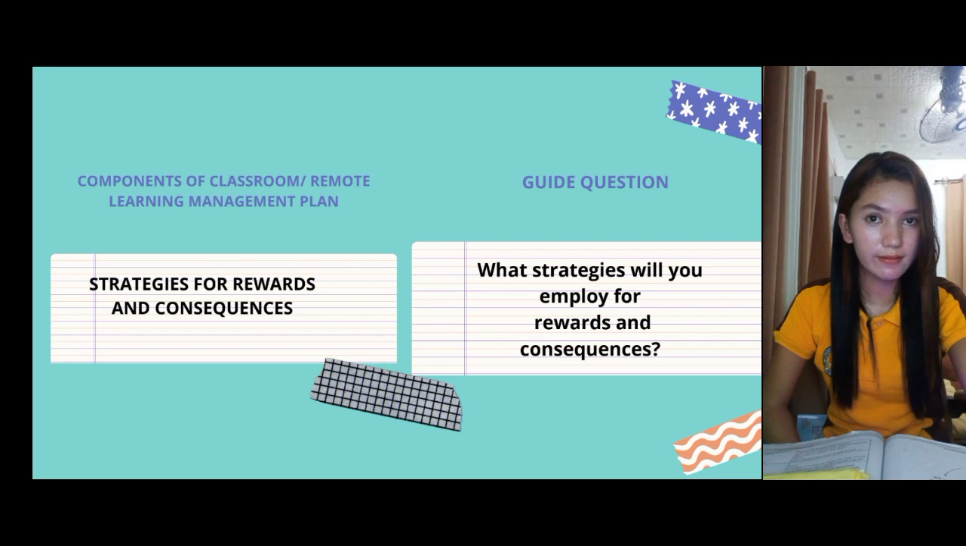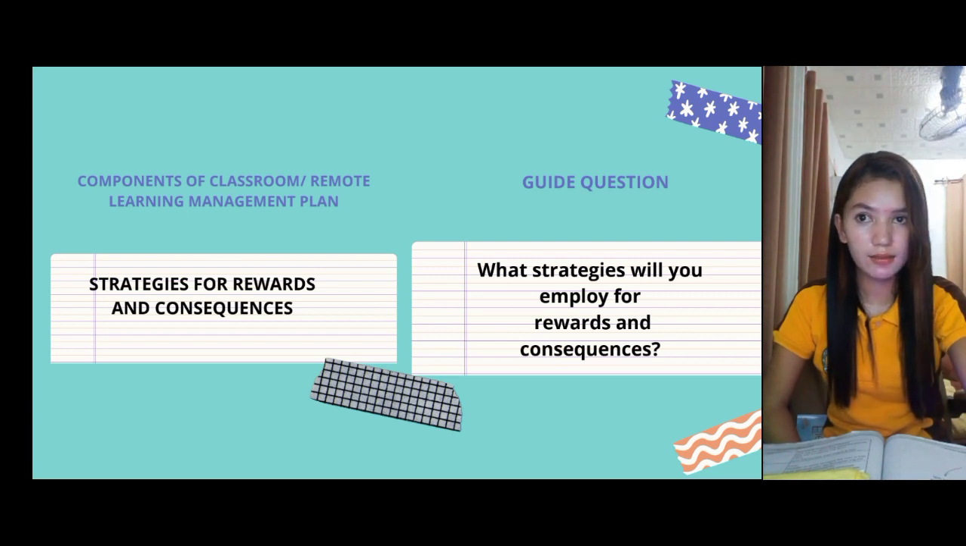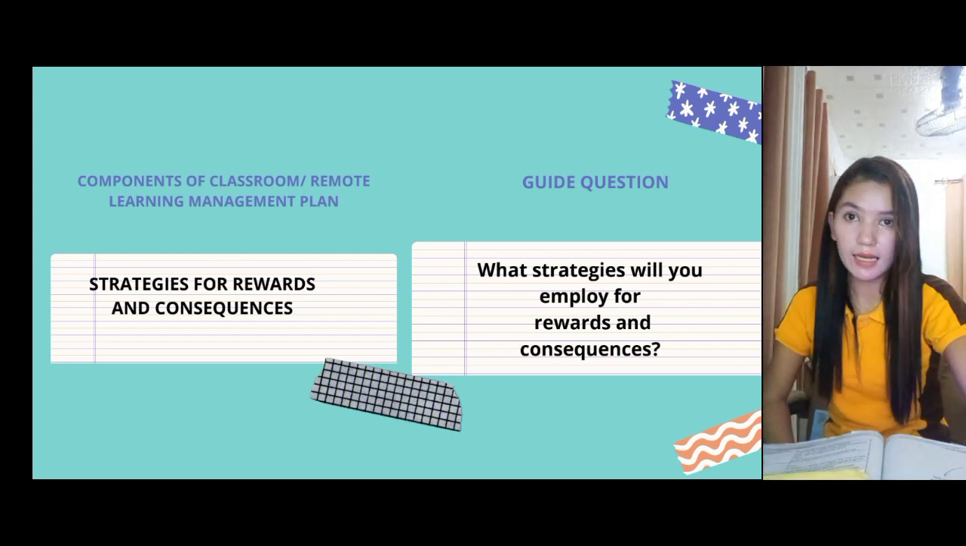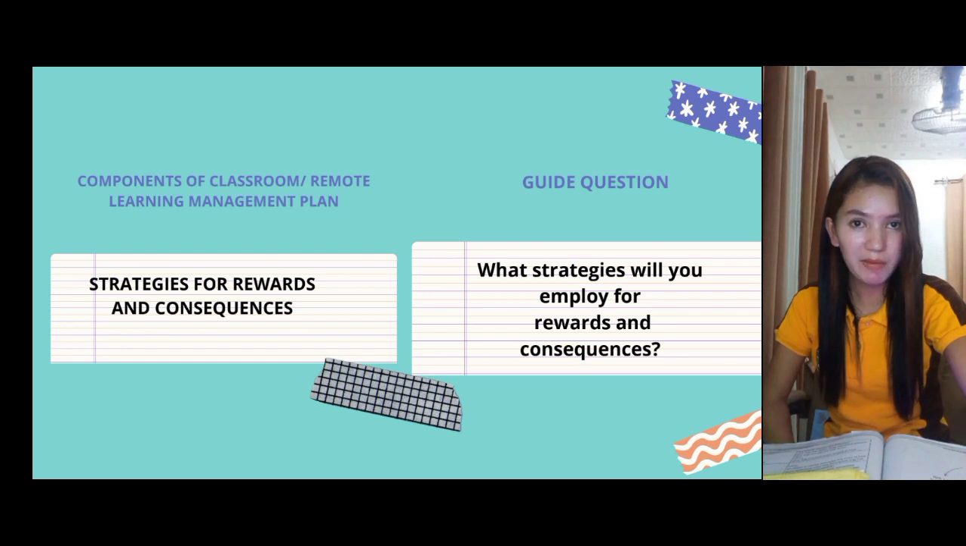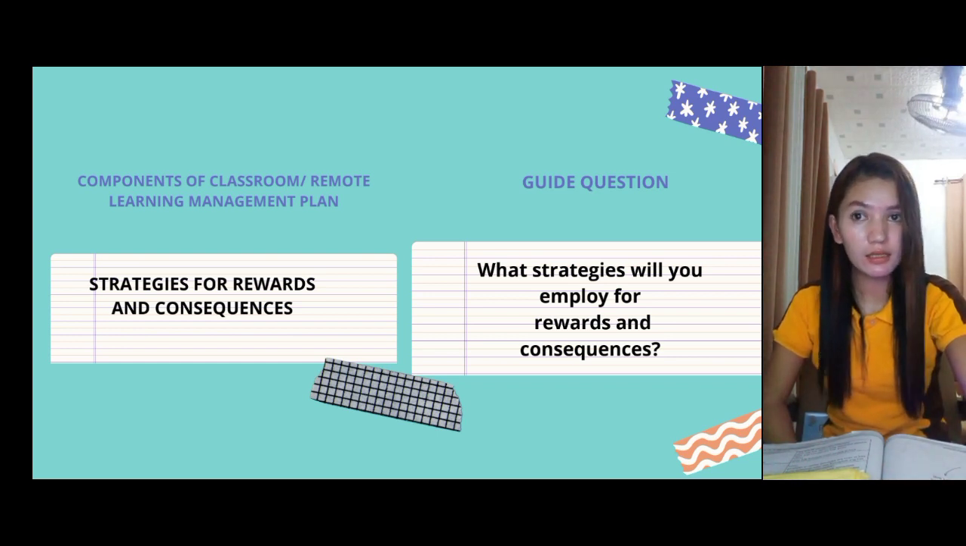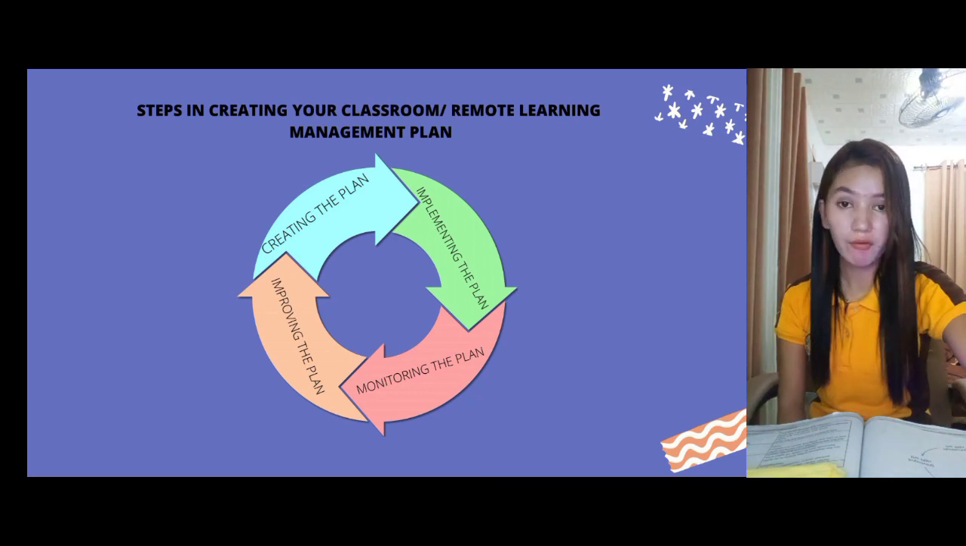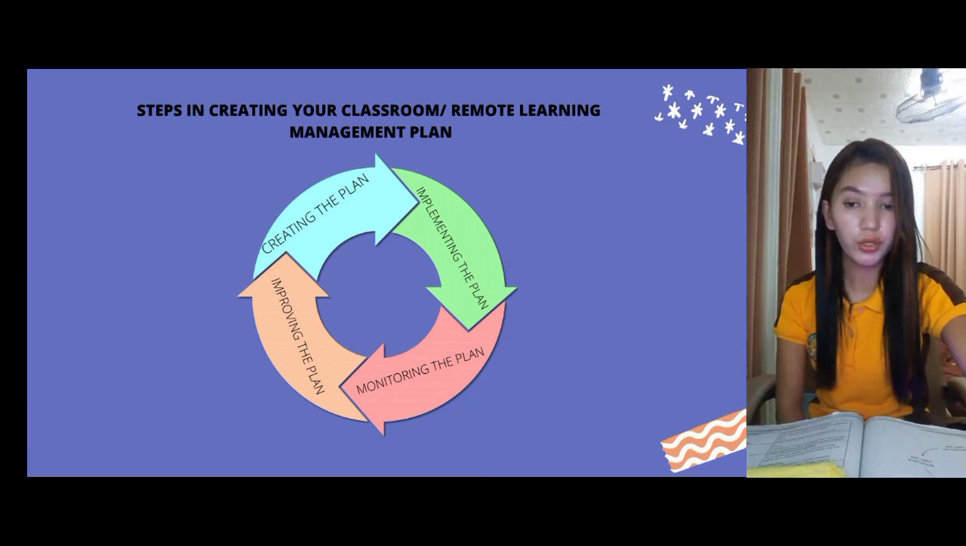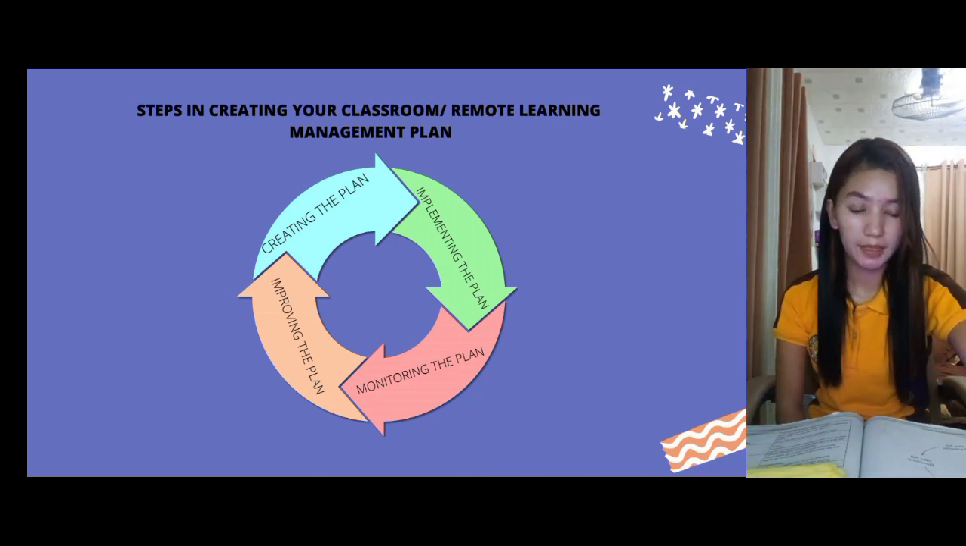While in consequences naman, if ever they break some classroom rules, we will ask them to write on a back-to-back paper that they will not do it again. But still, it depends on the strategies of the facilitator or the teachers. So those are the 7 components of classroom or remote learning management plan.